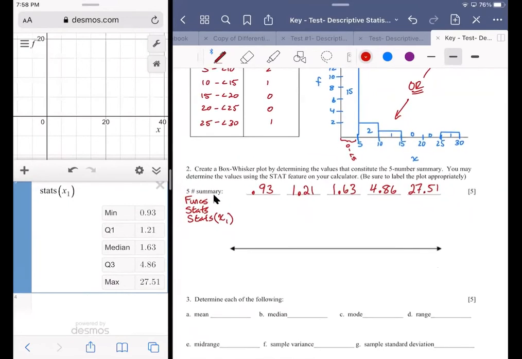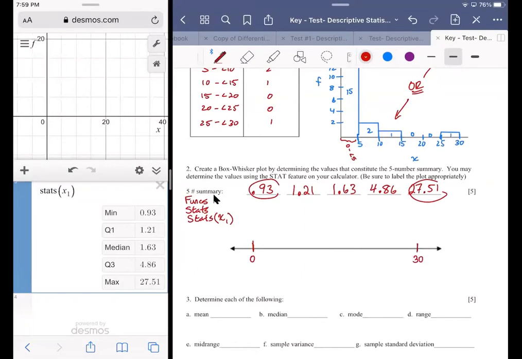So I won't harp on this too much, but I will say this one last time. Again, I'm going to show it by hand, and then I'll show it on Desmos so that each type of learner can get a little bit of something out of this. So what we want is a numerical scale going from some clean, round number less than the lowest number, and a round number that's greater than the largest number, right? So the cleanest number nearest to 0.93 would be 0, and the cleanest number nearest to 27.51 would be 30.